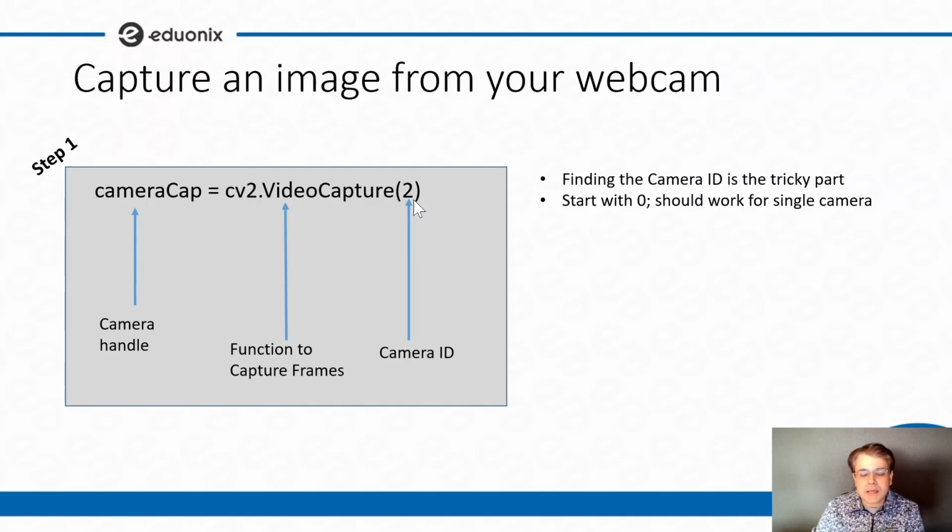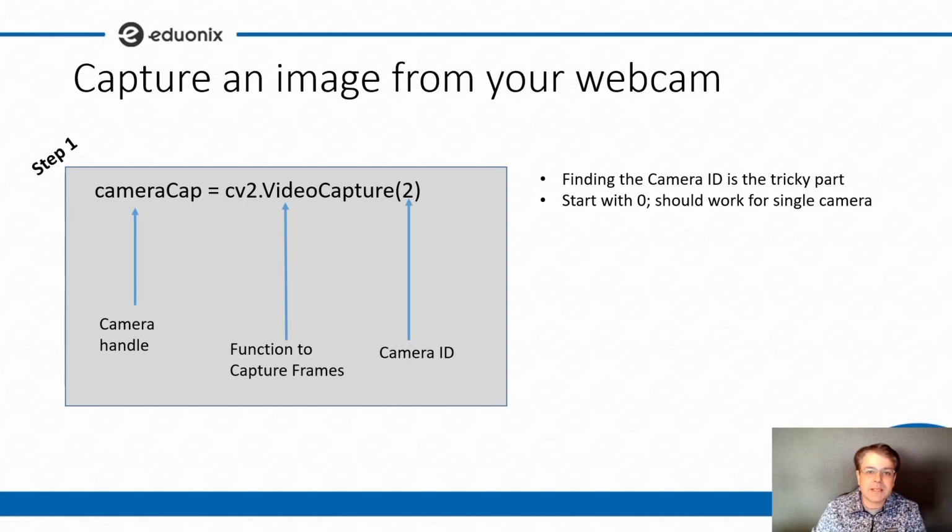If you have multiple cameras on your machine, you can have multiple camera IDs. Generally, if you have only one camera, it will be camera ID 0, and then there'll be 1, 2, depending on how many cameras you have. There is really no easy way to find which camera is associated with which camera ID. What I suggest you do is start with 0, capture a frame, and look at that image. That will tell you which camera is being used for camera ID 0, 1, 2, and so on, so you can then choose the right camera that you want to use.